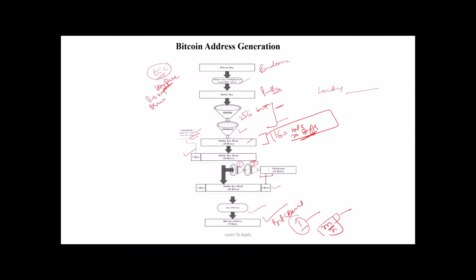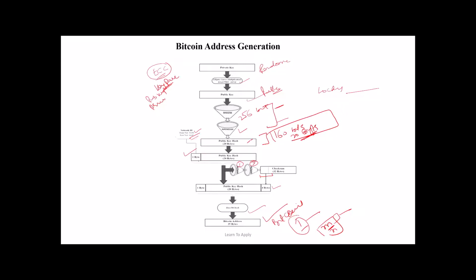Just revising again, we start from the private key. We take this private key and, with the help of elliptic curve cryptography, we convert it to a public key. We do a SHA-256 hash. Then we do a RIPEMD-160 hash of the output of SHA-256. That is our public key hash.